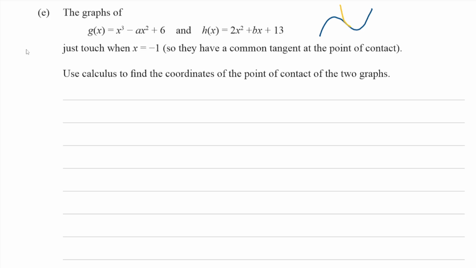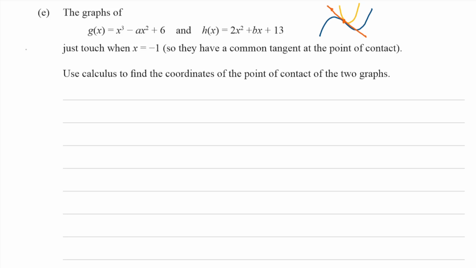For example, something like that. Yeah, that's a bit more clear. So at this point right here, they share the same point, and if you draw a tangent at that point, it is tangent to both the quadratic and the cubic. Our task is to find that point.